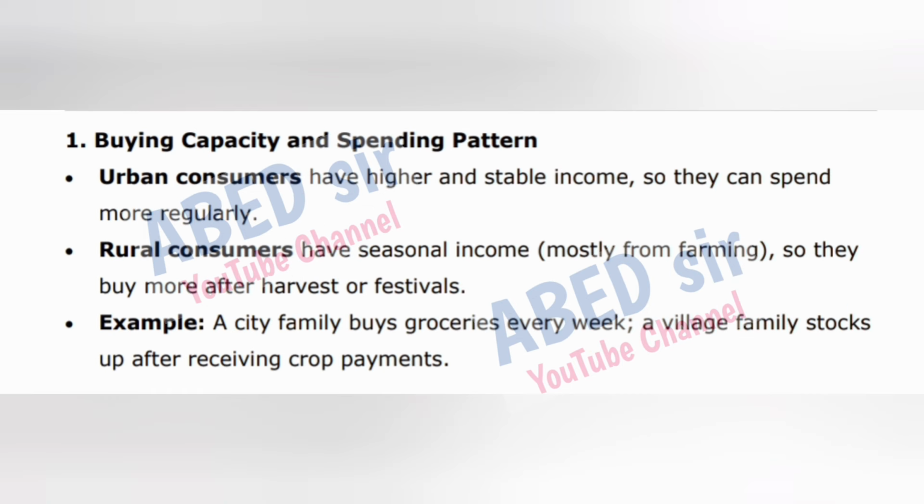1. Buying capacity and spending pattern. Urban consumers have higher and stable income, so they can spend more regularly. Rural consumers have seasonal income, mostly from farming, so they buy more after harvest or festivals. Example, a city family buys groceries every week, a village family stocks up after receiving crop payments.